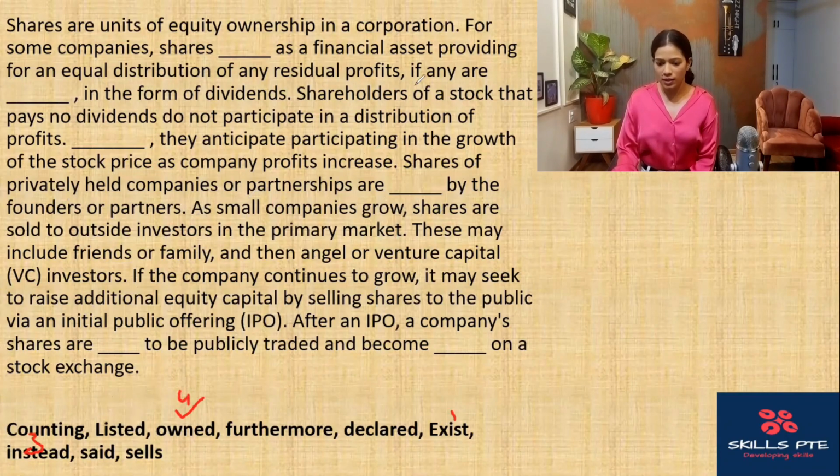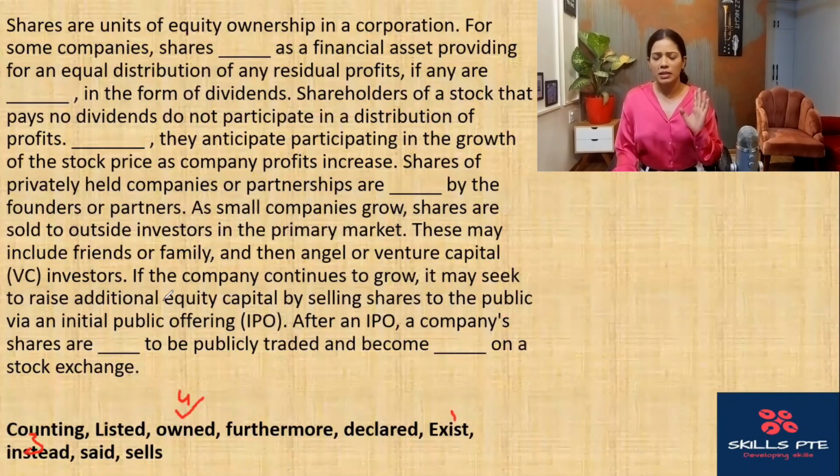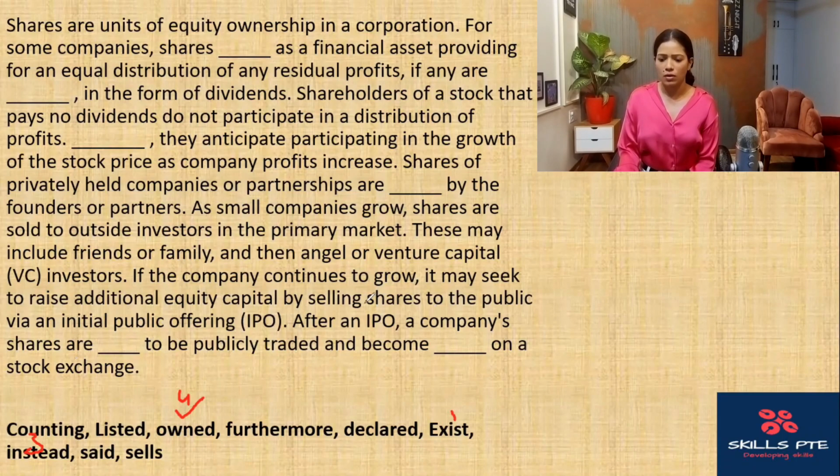I'm moving further to the fifth blank. They are talking about IPO, that is initial public offering. After IPO, what happens? Your company is publicly traded. If you go by the context, it is easy to solve. After an IPO, a company's shares are, third form of verb again, said to be publicly traded and become dash on a stock exchange.